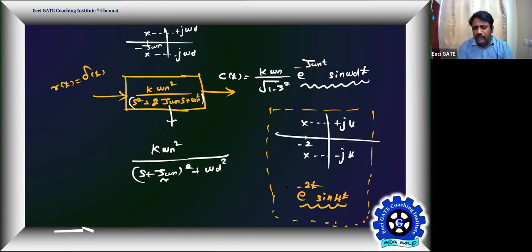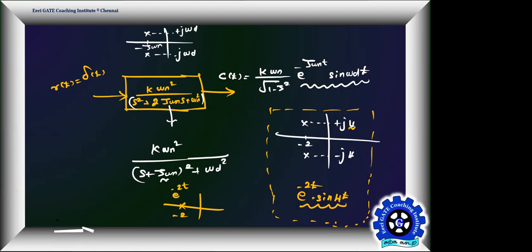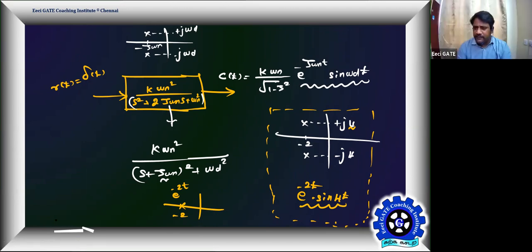That's what it means, how the pole influences your transient part. If it is a single pole, for example at minus 2, the transient part will contribute e power minus 2t. Similarly, if the poles are minus 2 plus j4 and minus 2 minus j4, then the transient part will be e power minus 2t, along with sinusoidal oscillations at the imaginary value. That's what it means. Getting this point? Clear? Following? Yes, sir.